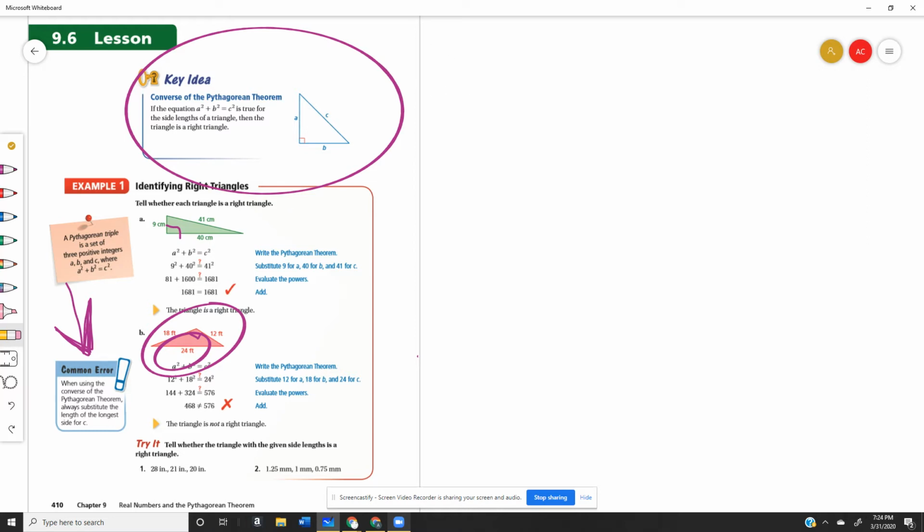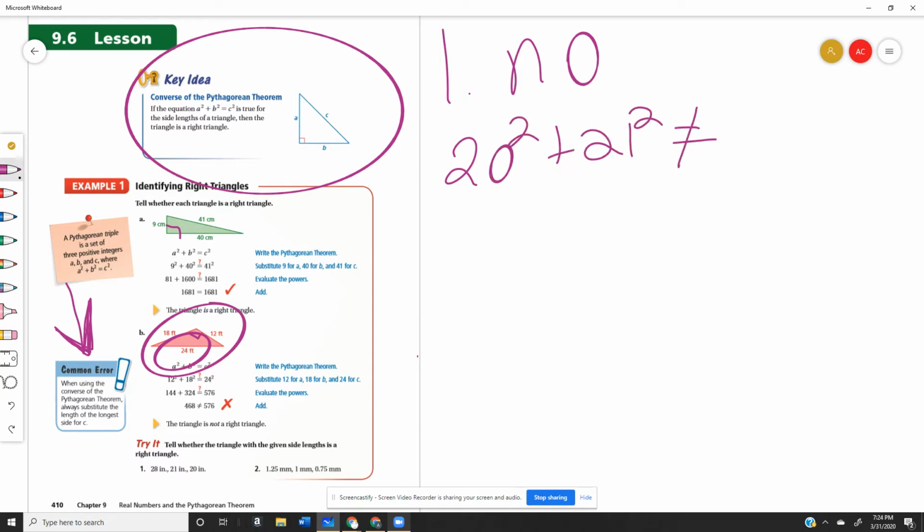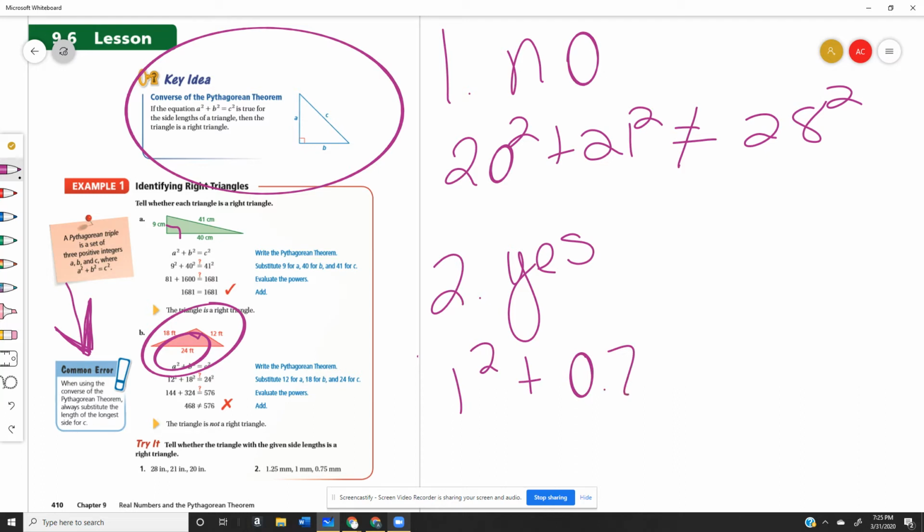All right, for number 1, the answer is no, it's not a right triangle. 20 squared plus 21 squared does not equal 28 squared, okay? For number 2, the answer is yes. And so that means that 1 squared plus 0.75 squared is equal to 1.25 squared, okay?